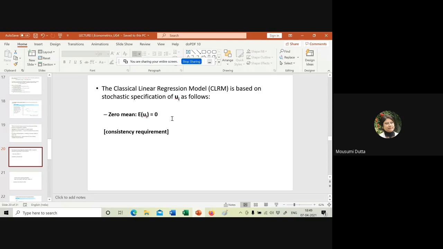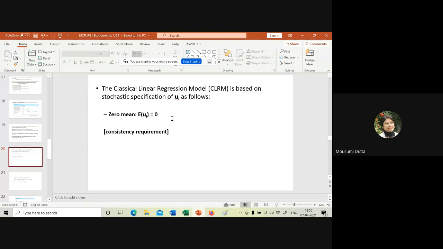Now the set of assumptions I'll mention will make the model a classical one. If we follow all these assumptions, in that case, the model will appear as a classical model. And as I mentioned, linearity is a good starting point, because under many circumstances, if the model is non-linear, we can make it log linear. Taking the logarithmic transformation, we can make the model a linear one. Okay, so linearity is a good starting point. So the model we are going to discuss is the classical linear regression model, CLRM.